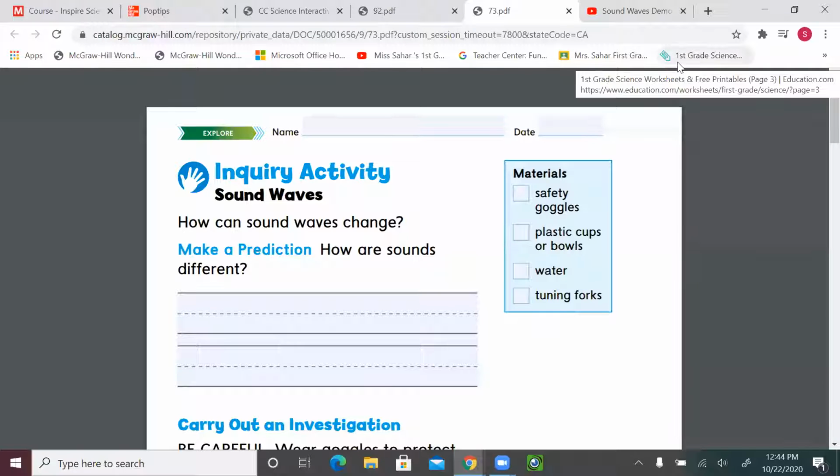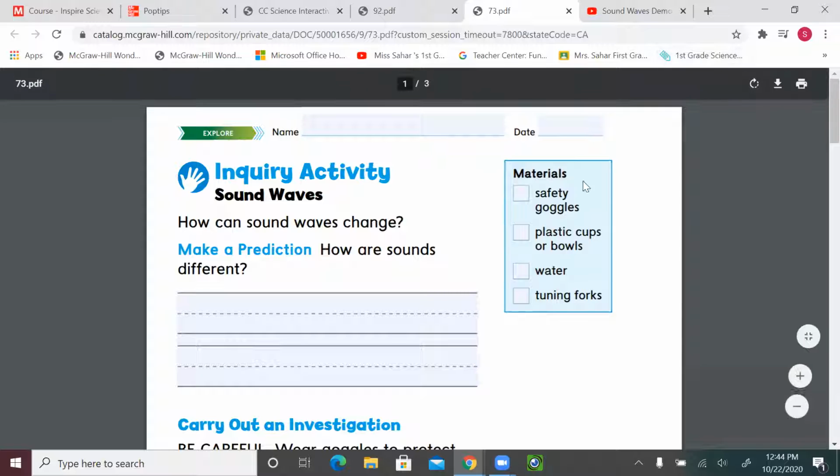Hello, first graders. Welcome to part 2 in our lesson for today, Be a Scientist Notebook. Please open page 20. All right, inquiry activity, sound waves.